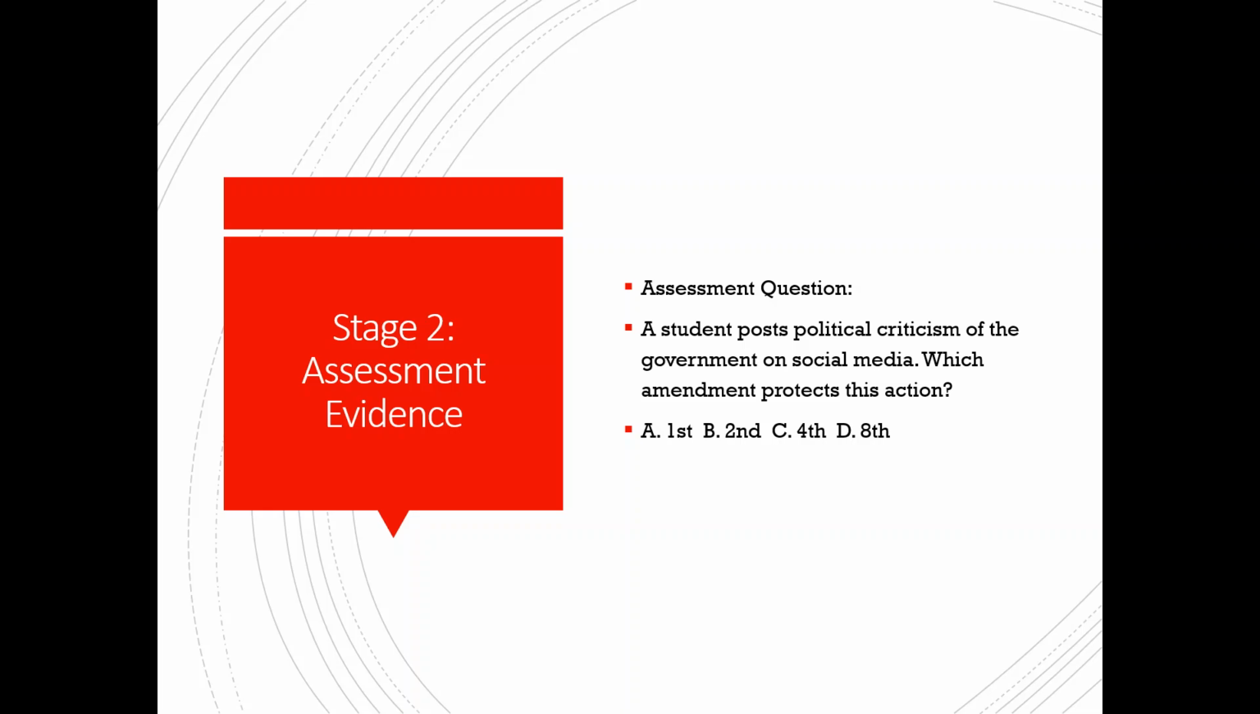Once learning objectives are established, backward design would then move into stage two, which is determining acceptable evidence. This means, what will students do to show mastery of the TEK? For this lesson, I created a STAR-style multiple choice question. The question presents a modern scenario in which a student posts political criticism of the government on social media and asks which amendment protects that action. Of course, we probably already know the correct answer is the First Amendment, freedom of speech, and students must apply their understanding of freedom of speech to a contemporary situation.